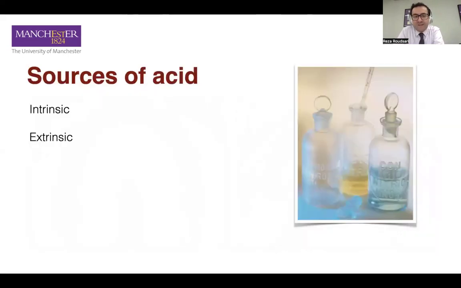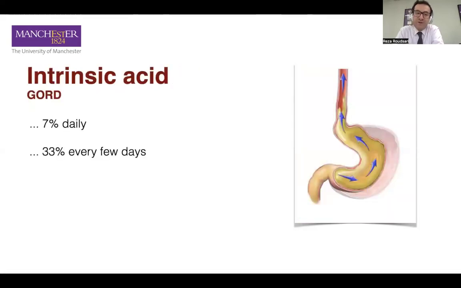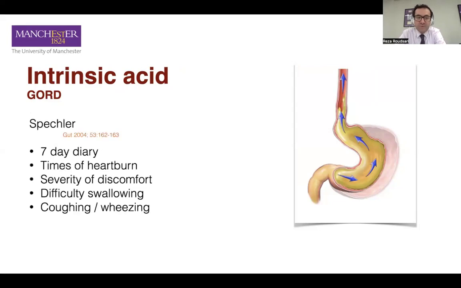So in terms of acid, it can either come from within your body, i.e. your stomach, which we call intrinsic, or it could come from outside of your body, which we call extrinsic. So let's talk about intrinsic first, and then we'll touch on extrinsic. The most common reason for intrinsic acid in the UK is GORD, and 7% of adults get reflux every single day, and a third of the adult population in the UK get it from time to time.